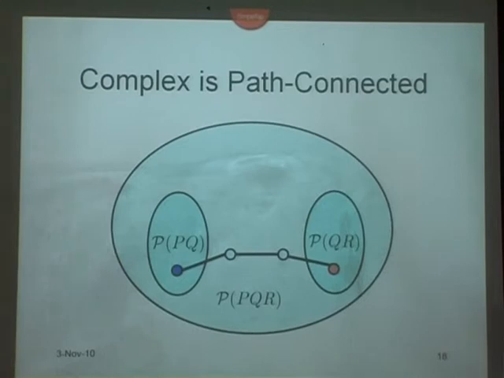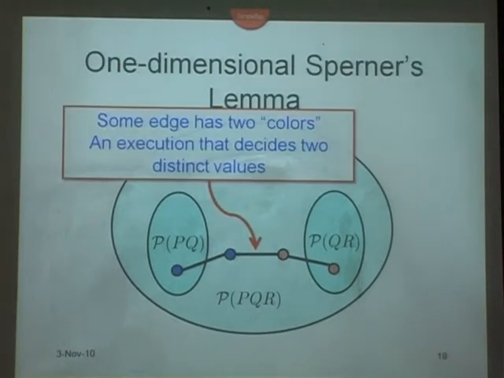And what do we know about paths where we have one color here and one color there? Well, basically, there's got to be some edge along here that has two colors. This is not exactly one-dimensional Sperner's lemma, because there could be more than two colors in there, but it's the same idea. You can't get from red to blue without switching from blue to red somewhere along the line.